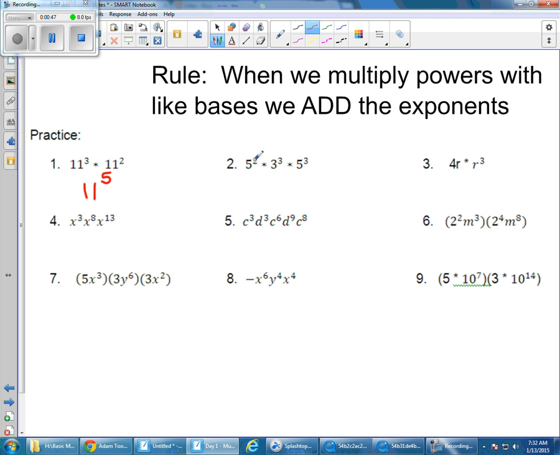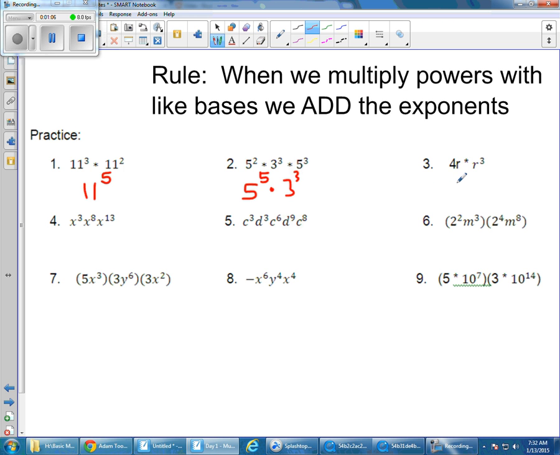Number two, I have a 5 and a 5, so those are powers with like bases. 5 to the second, 5 to the third. That gets me 5 to the fifth power. And then 3 doesn't have any other like bases, so we just keep our 3 to the third power.